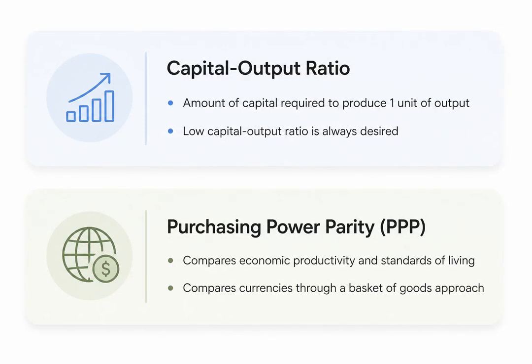2 other vital metrics are the capital output ratio and purchasing power parity. The capital output ratio measures how much capital is needed to produce 1 unit of output. A lower ratio is highly desired as it indicates efficiency. Purchasing power parity compares living standards between countries by evaluating currencies against a standard basket of goods.